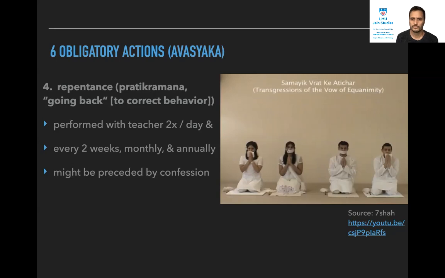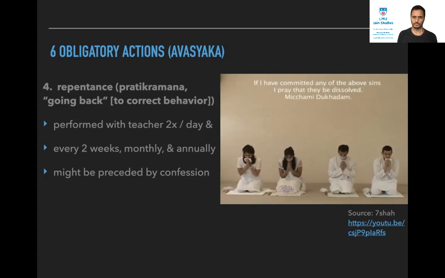Samayik Vrat Ke Atichar, transgressions of the vow of equanimity. I may not have practiced equanimity. I may not have properly understood the true nature of Samayik. I may not have maintained the spiritual harmony of body, mind, and speech. I may not have detached myself of worldly affairs. I may not have performed Samayik with enthusiasm. I may not have performed Samayik according to the laid down formalities. If I have committed any of the above sins, I pray that they be dissolved. Michami Dukram.